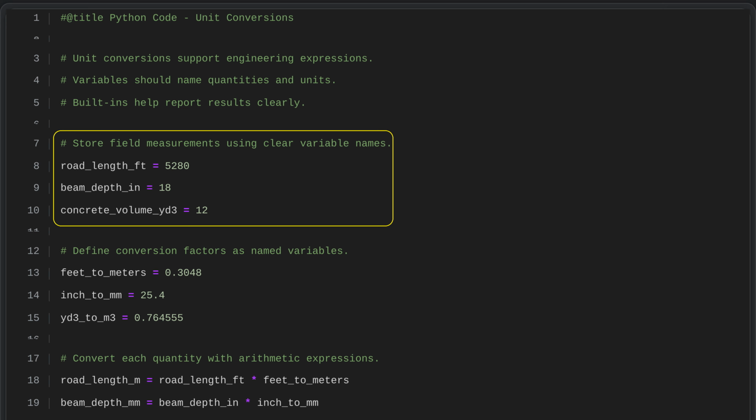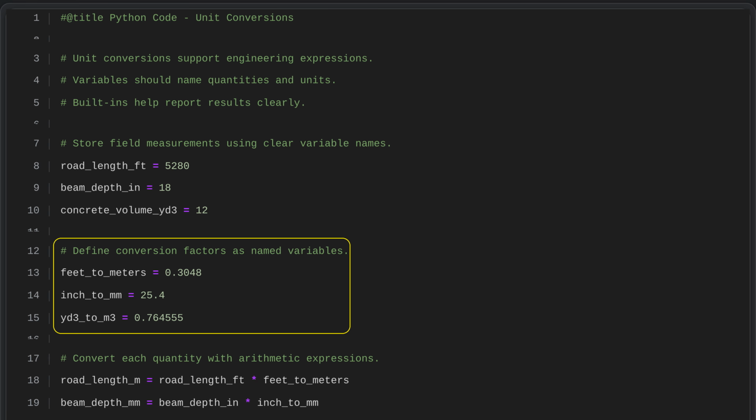Field measurements are stored with clear, descriptive names that include their units and meaning. The examples include a mile-long road length in feet, a beam depth in inches, and a concrete volume in cubic yards. This naming approach makes the code easier to understand and maintain.